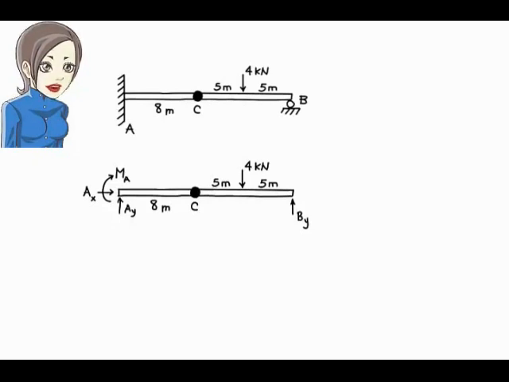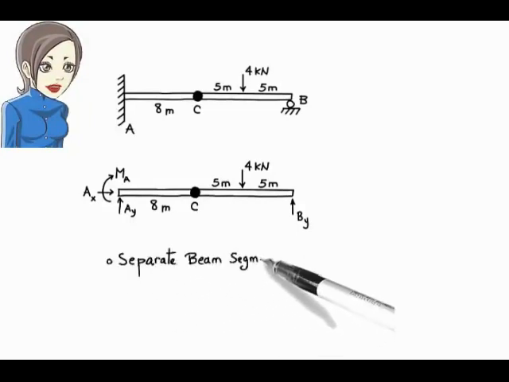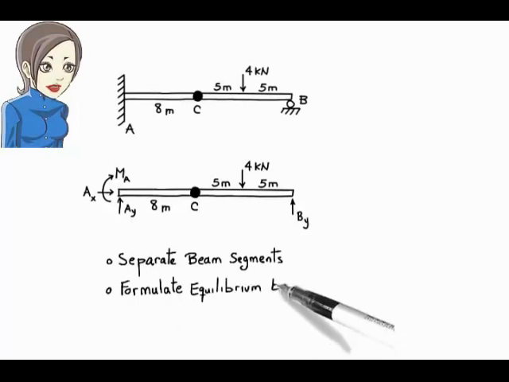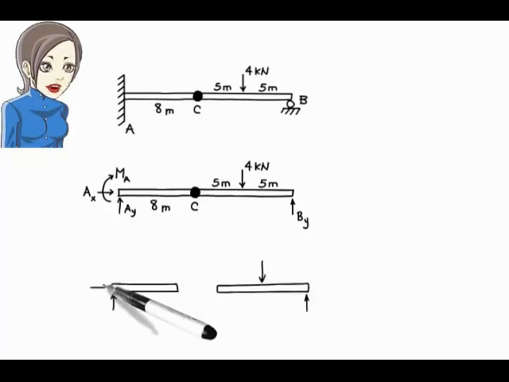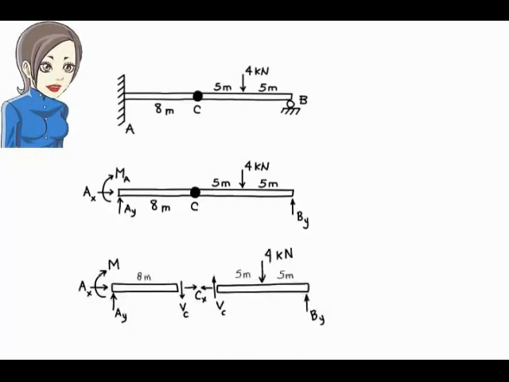This would have been the case if the beam did not have an internal hinge. But the hinge at point C does make the structure statically determinate. That is, we should be able to determine the support reactions solely using static equilibrium equations. Here is how. The analysis of a beam with an internal hinge involves separating the beam segments at the hinge, formulating 3 equilibrium equations for each segment, then solving them simultaneously for the unknown reaction forces and the internal shear force at the hinge.